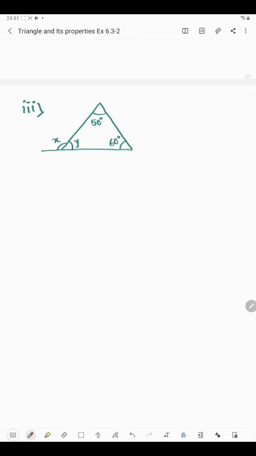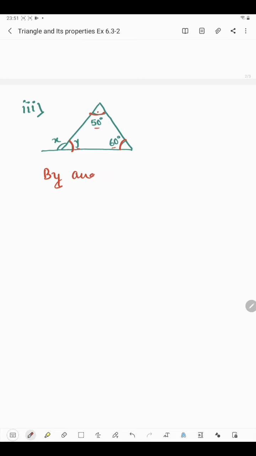Now in the third part we have 50 degree, 60 degree and y as the interior angles of a triangle, and x is an exterior angle. Now here x and y both are unknown to us, right? So how will we find them, and which one should I find at first? Here we can easily use the angle sum property of a triangle, because we know that y plus 50 degree plus 60 degree, the three angles of a triangle, sum to 180 degree.